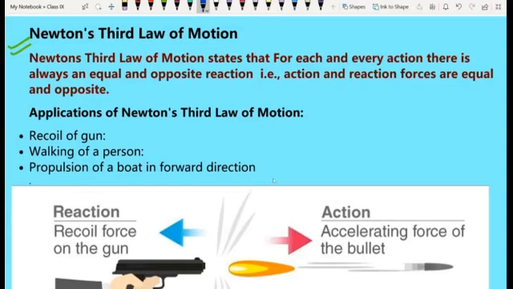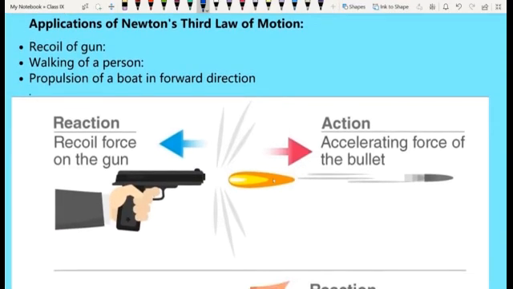Let us understand this by looking at some examples. Suppose this is the recoil of a gun. What is recoil? When a bullet is fired from a gun, the bullet moves forward. So this is the action. The motion of the bullet is the action, the accelerating force of the bullet. Whenever there is an action, it will create an equal and opposite reaction at the same time, but on a different object. So action is provided on the bullet, but the reaction will be on the gun.